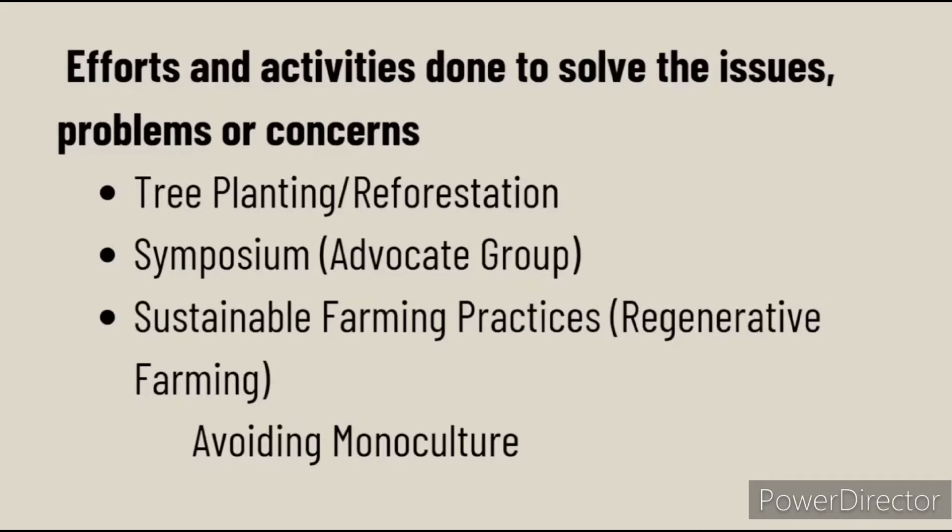Last would be sustainable farming practices or regenerative farming and avoiding monoculture. Avoiding monoculture and doing regenerative farming builds healthy and mineral-rich soils and sequesters carbon from the atmosphere. This method will enable soil organisms to establish a healthy ecosystem, making it beneficial for both the current and future generations.